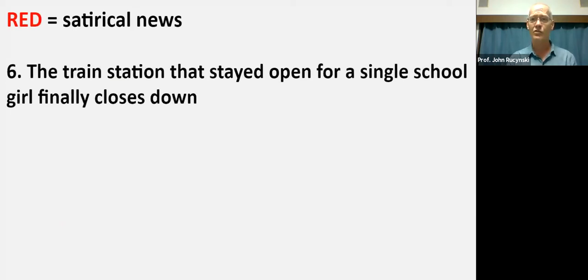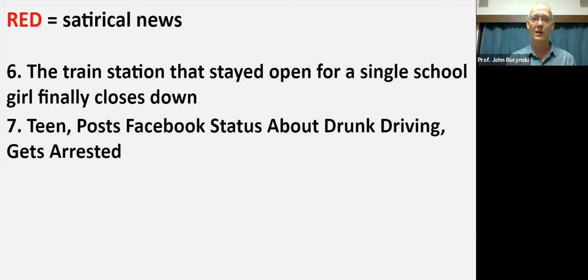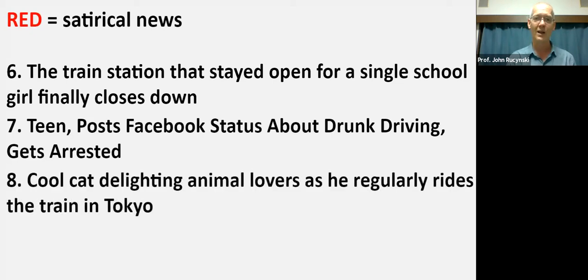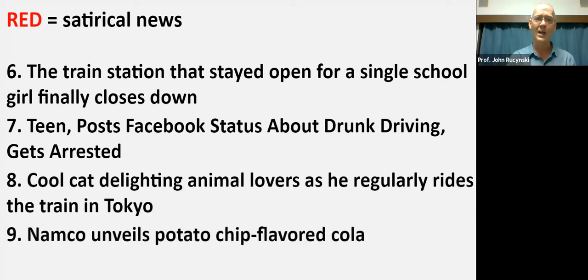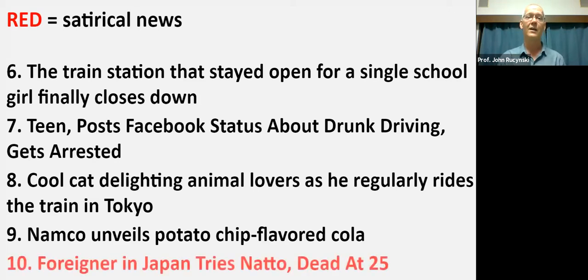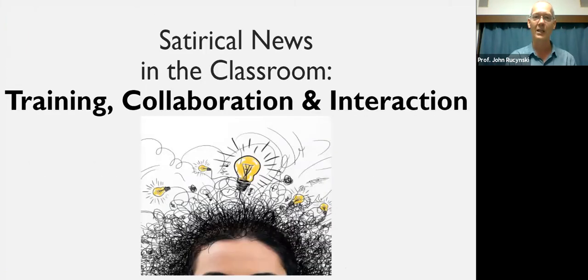Okay, if you live in Japan, you probably know the one about the train station was true. This one, we see people do such stupid things on social media, so this is true. And we see lots of stories like this. Nine, believe it or not, is a true one. I haven't tried it. But of course, one of our favorites, foreigner in Japan tries natto, dead at 25, of course, is from the Rising Wasabi.